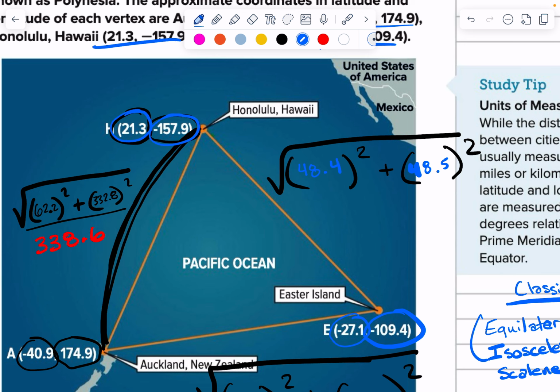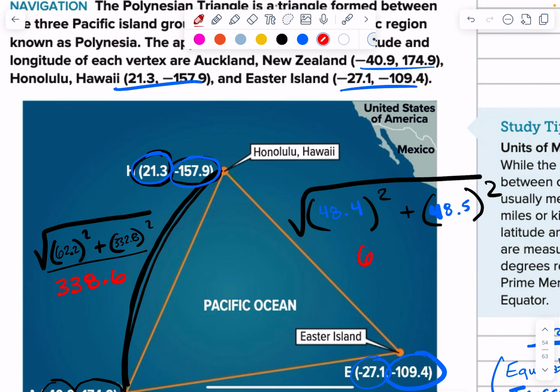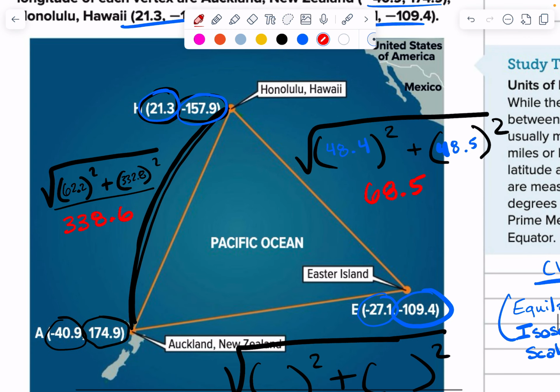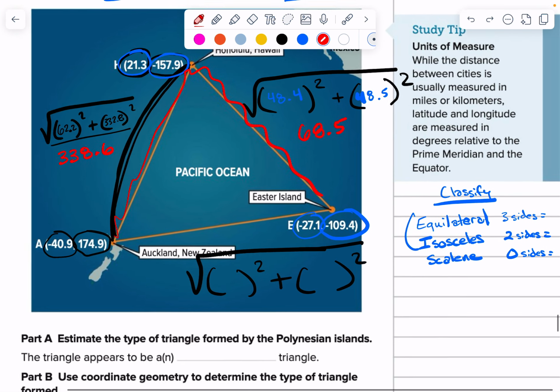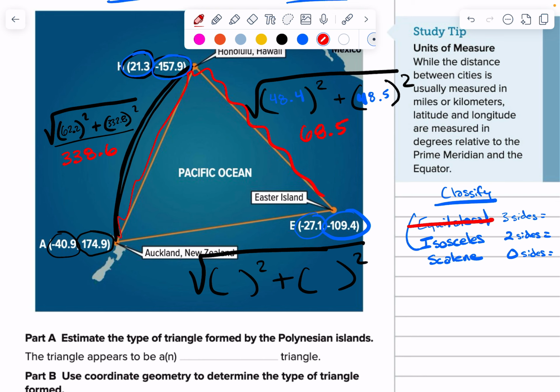48.4 squared plus 48.5 squared. And then I take the square root of that answer. And I get 68.5. All right. So this looks way shorter. Or like they look equal, but this is way shorter than this one. Interesting. Yeah, that's right, though. Okay. I know now for certain that this is not an equilateral triangle, right?